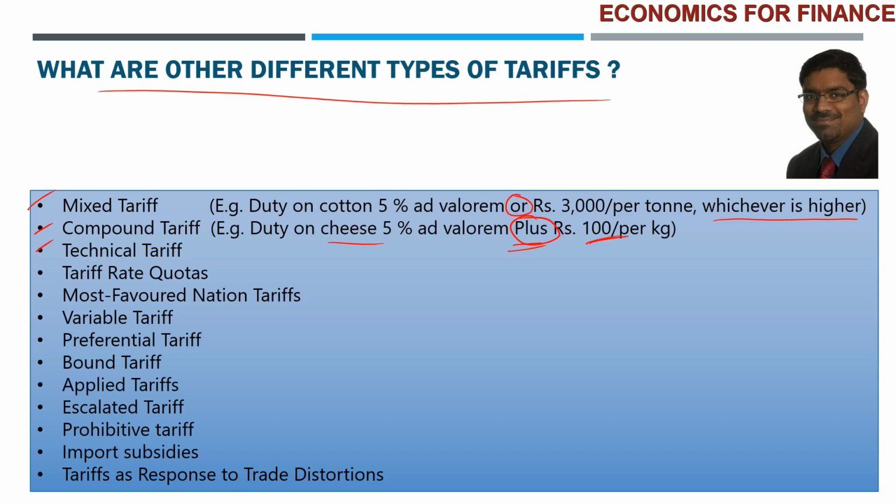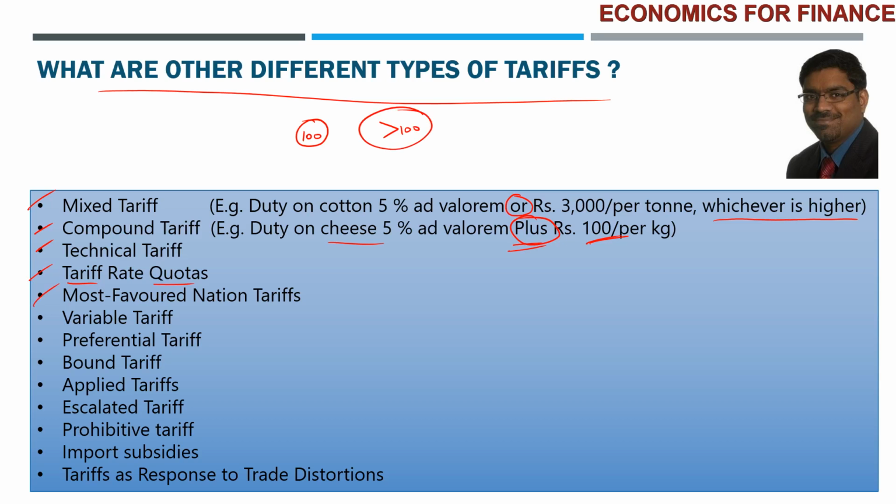Technical tariff based on some technical items, technical measurements. Tariff rate quotas, which will have tariff also, quota also. That means up to a certain quota, up to let us say 100 tons of import, the tariff is different. If you import more than 100 tons, the tariff is different. So those are called tariff rate quotas.